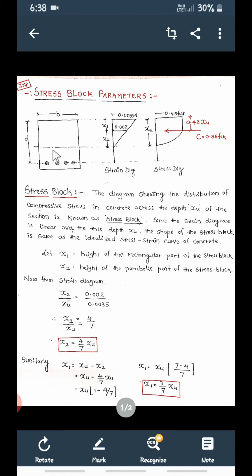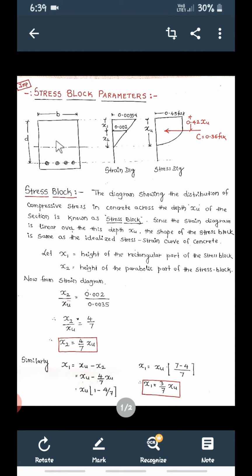For this, we need to draw the cross section of the beam, the strain diagram, and the stress diagram. Show all these values: the maximum compressive strain in concrete, then somewhere here, we don't know, it will be 0.002. Then mark this as x1, x2, so x1 plus x2 will be xu, the total neutral axis depth. Then in the stress diagram, the maximum stress in the concrete is 0.45 fck. Then we show the total compressive force acting at a distance of 0.42 xu. This only we have to prove.